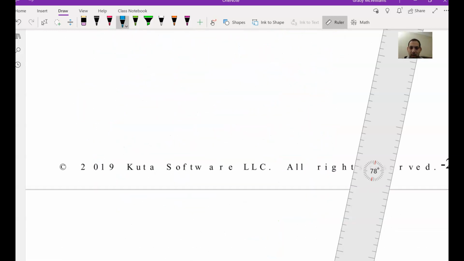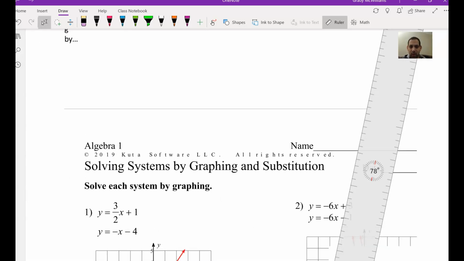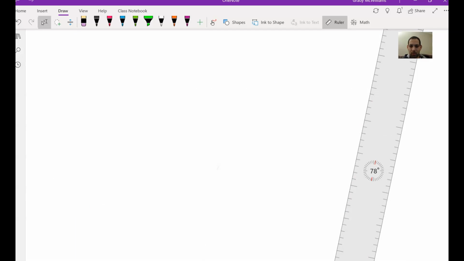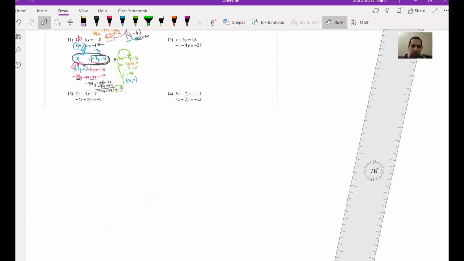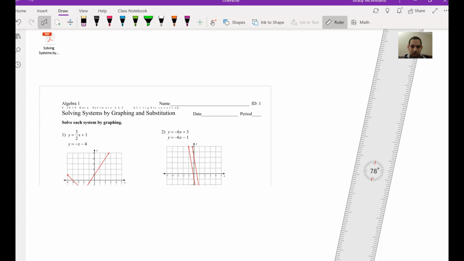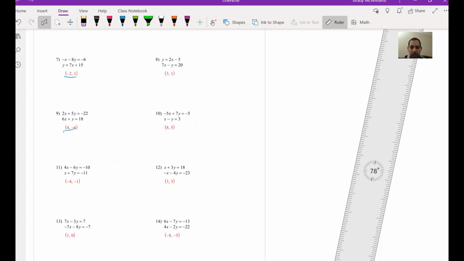Okay, let's make sure that's right. Scroll down a little bit, give my computer a chance to catch up. Not sure why I'm moving so slow. There we go. Come on, computer. Okay, well, doesn't look like it wants to catch up. There we go. Anyway, there's the answer there: negative 4, negative 1.